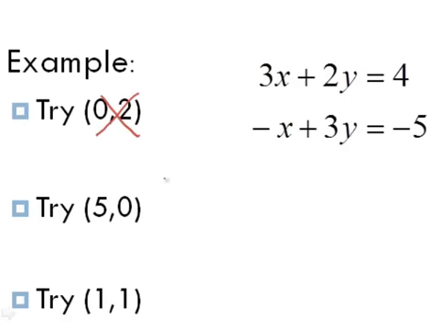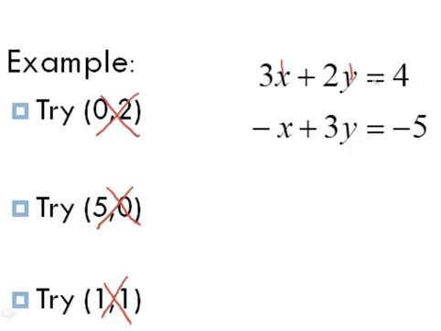Next, we'll try (5, 0). We'll plug in a 5 for x and a 0 for y. 3 times 5 is 15. 2 times 0 is 0. That does not equal 4. So (5, 0) is not a solution. I'm not even going to waste my time checking it in the other equation because it wouldn't matter. And finally, we'll try the combination (1, 1). I'll plug in a 1 for x and a 1 for y. 3 times 1 is 3, 2 times 1 is 2, 3 plus 2 is 5, which does not equal 4, so it's not a solution either.